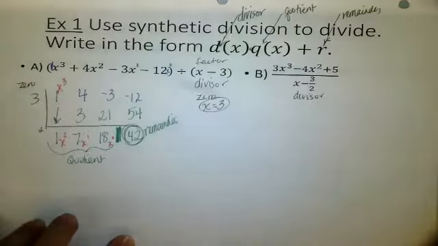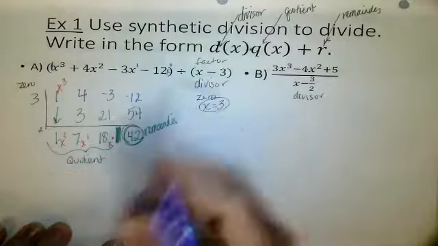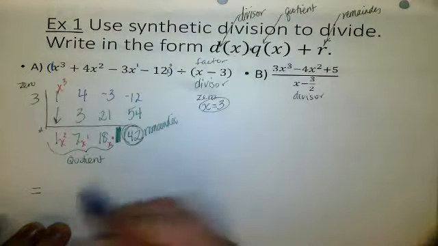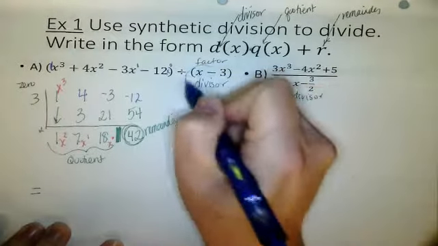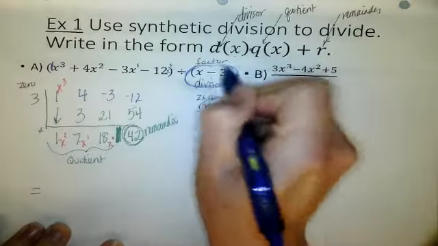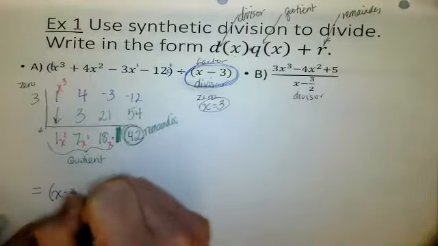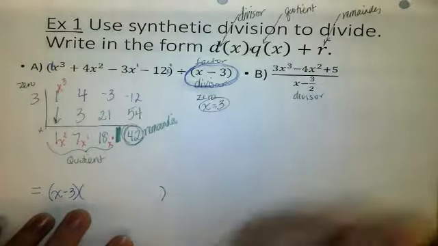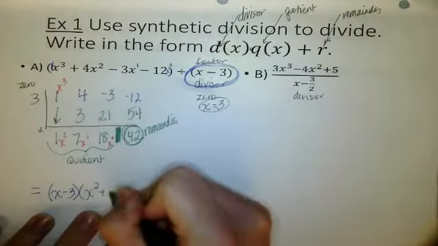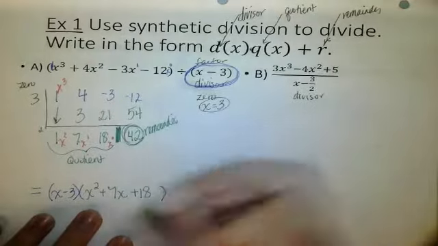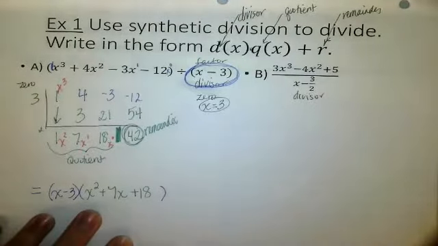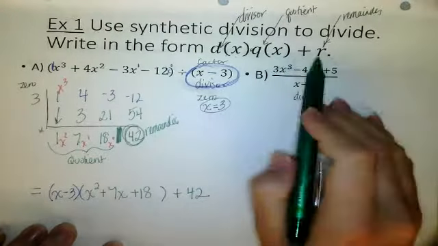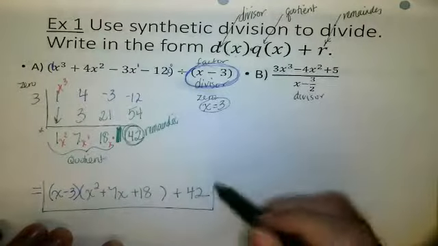And so what we have here is this division is equal to divisor. What's my divisor? Right here. This is our divisor. The actual factor that we're dividing by is x minus 3. And then what's the quotient? X squared plus 7x plus 18. Good. And then what is the remainder? So plus 42. So divisor times quotient plus remainder is this form right here.